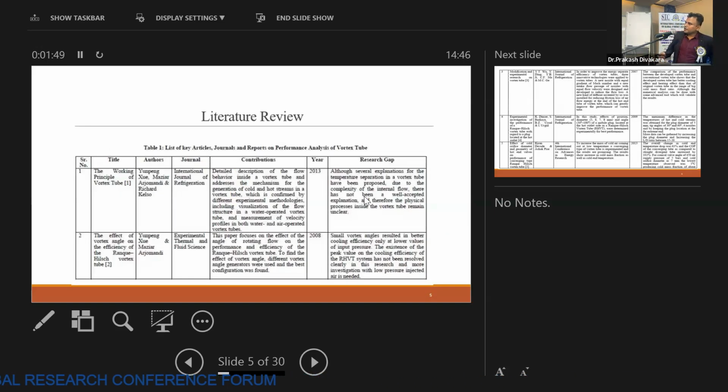So these are certain literature reviews. Here, on the working principle of the vortex tube, Zui and others have already done work on the water operated vortex tube, and they have sorted out certain things, but inside the separation effect they were not able to find out. Similarly, the same author studied the effect of the vortex angle. Here the vortex angle should be as small as possible. If the vortex angle is smaller, we get a much higher centrifugal acceleration of the air, and because of that more turbulence is created and a greater amount of energy is transferred outside.